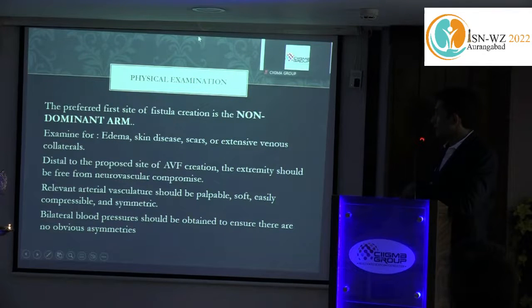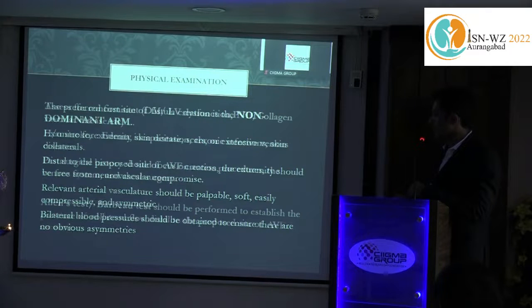Distal to the proposed site of AV fistula creation, the extremity should be free from neurovascular compromise. So there should not be any neurovascular compromise. Otherwise, after fistula creation, the patient will say it all happened because of your surgical procedure. Relevant arterial vasculature should be palpable, soft, easily compressible, and symmetric. And you always take bilateral blood pressures in both arms to ensure that there are no obvious asymmetries.